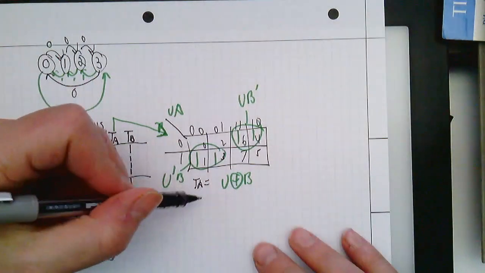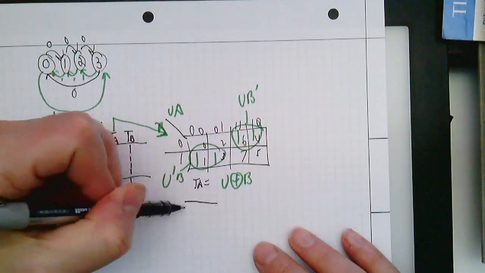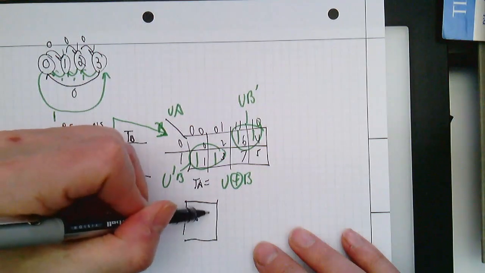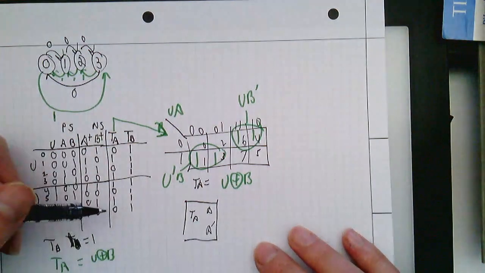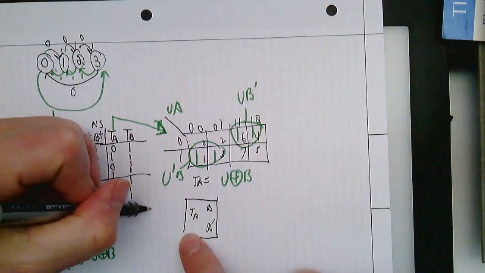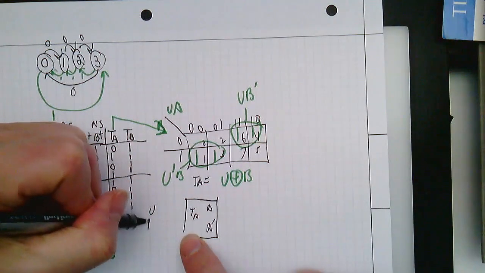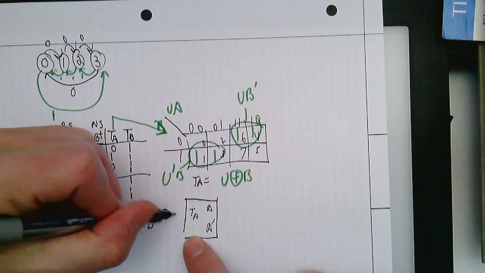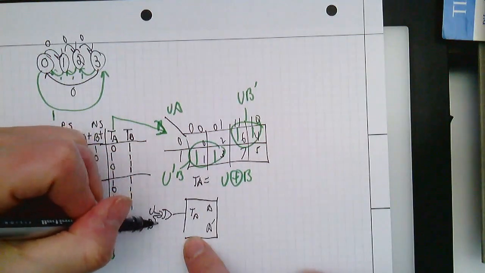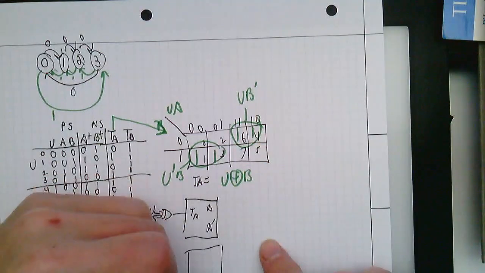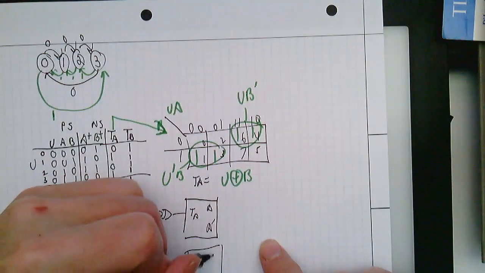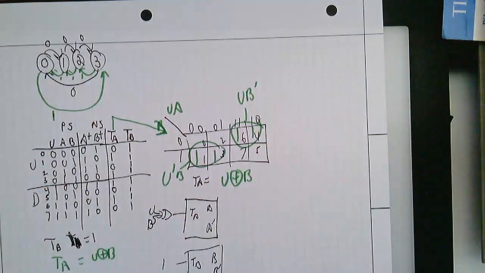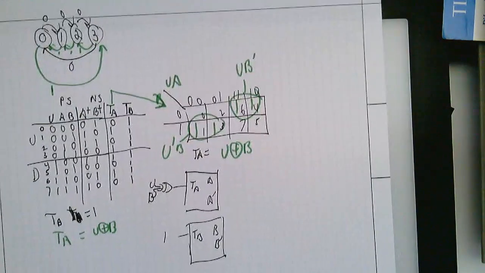Very simple circuit. So it's concept heavy, but drawing light, right? So here's T sub A and A prime, and we know T sub A is equal to U, if that's up or down, exclusive OR B, and here's the exclusive OR. And then T sub B, it's B or B prime, is equal to 1. And there's my up-down circuit. And that's it.